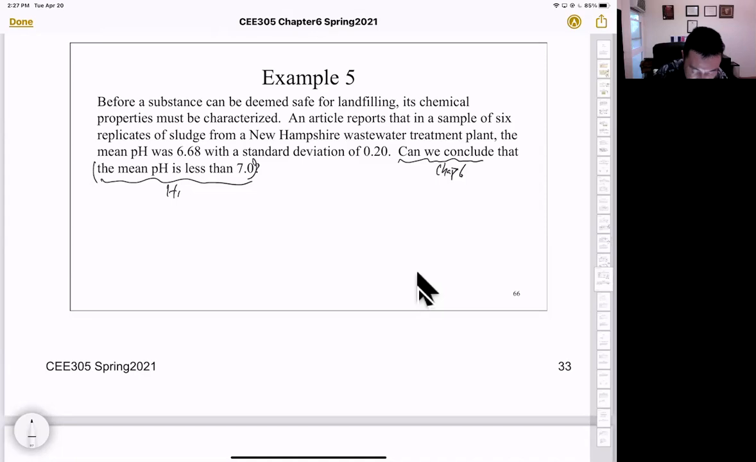Before a substance can be deemed safe for land feeding, its chemical properties must be characterized. An article reports that in a sample of 6 replicates, so the sample size is small, of sludge from a New Hampshire wastewater treatment plant, the mean pH level is 6.68. So this is about a small sample population mean. That's the hypothesis test for a small sample of population mean.